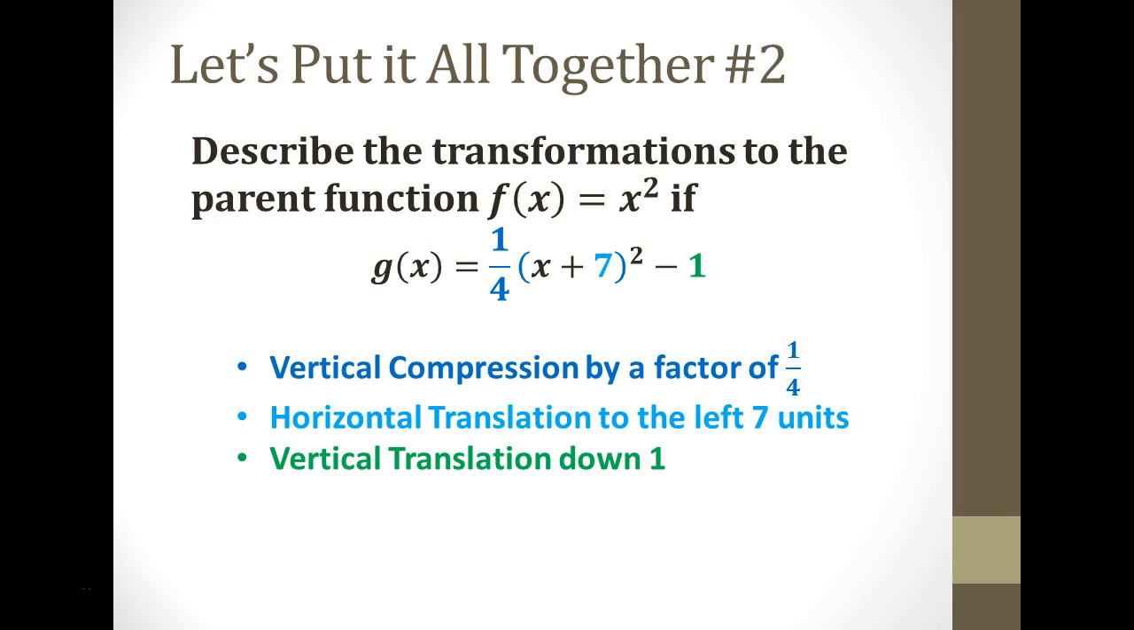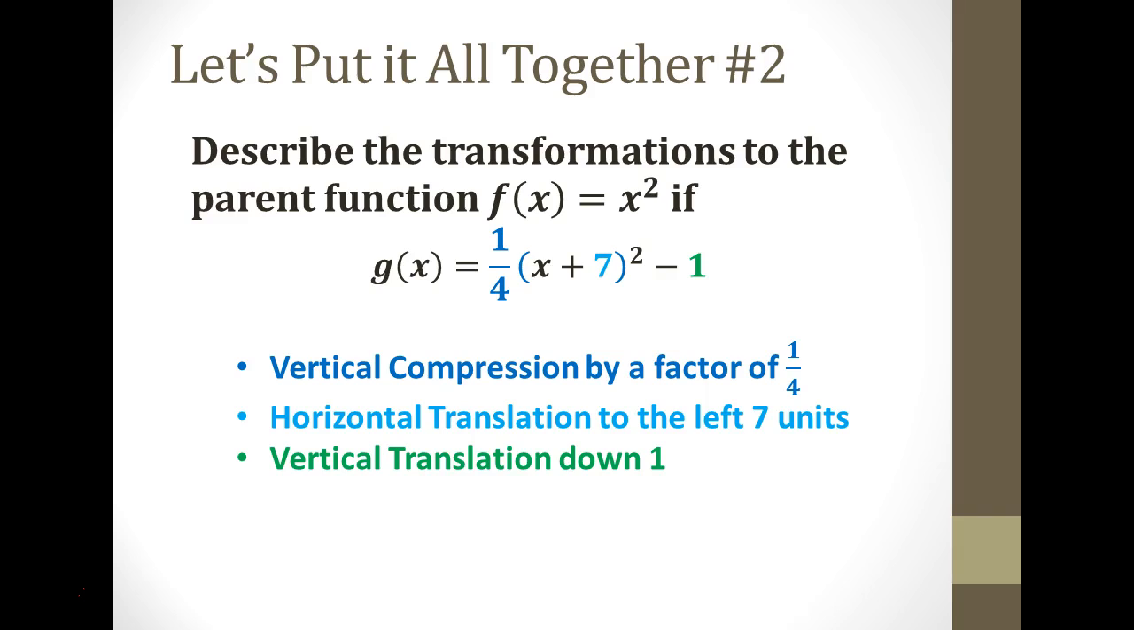Okay, let's look at the second example. 1/4 (x plus 7) squared minus 1. So starting on the left, I have 1/4 outside the parentheses. That is a vertical compression by a factor of 1/4 because a is between 0 and 1. And then I have x plus 7. Well, the only way I get a plus is if 7 was negative. That tells me I am moving in the negative direction on the coordinate plane. In other words, I'm moving left 7 units.